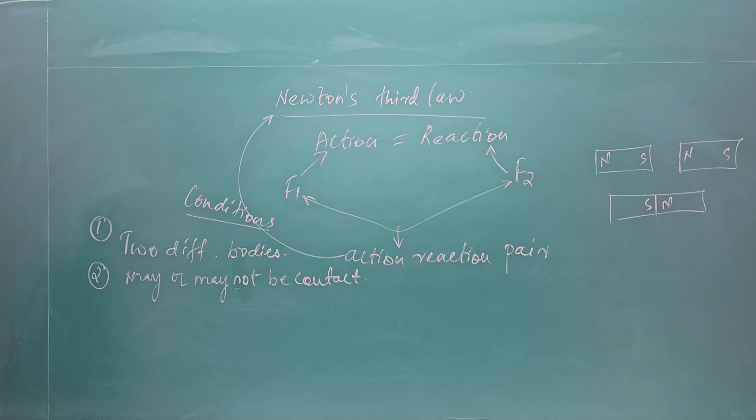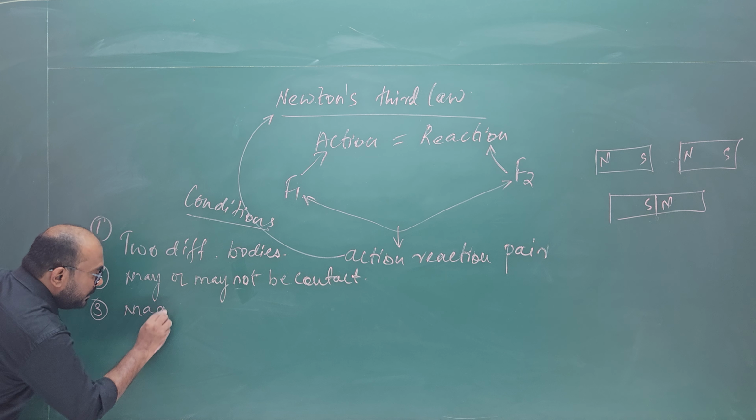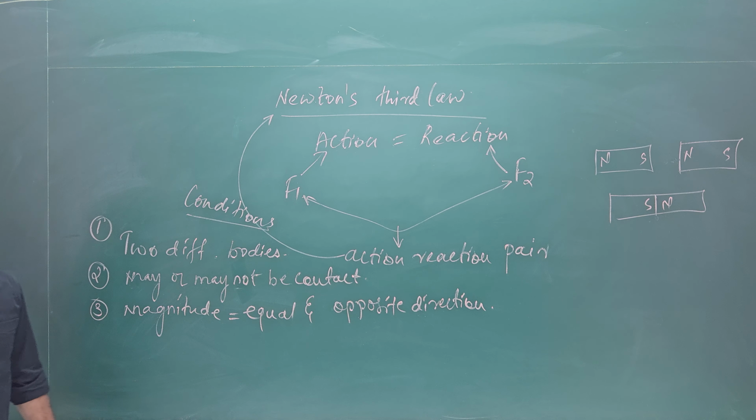Okay. Two bodies, there should be minimum two bodies. Two forces acting on two different bodies. This is condition number 2, they can be in contact or not in contact. Okay. Condition number 3 is what? Forces must be equal and opposite in direction. So that means, can I say that the magnitude should be equal? Magnitude of those two forces should be equal, and they should be opposite in direction. Okay. This is the third condition.